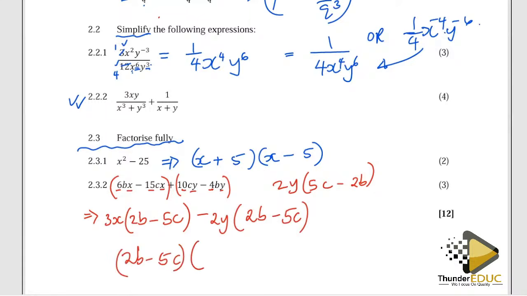When I remove this bracket, I'll have a 3x. I remove this, I'll have a minus 2y. Then this becomes our final answer. All right, so probably there has to be a mark for taking out the negative sign, and then the other 2 marks for this, and then that. Most probably, okay. So that is question number 2.